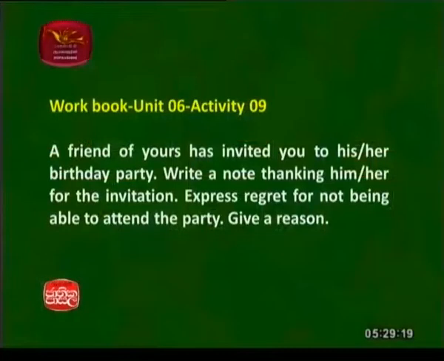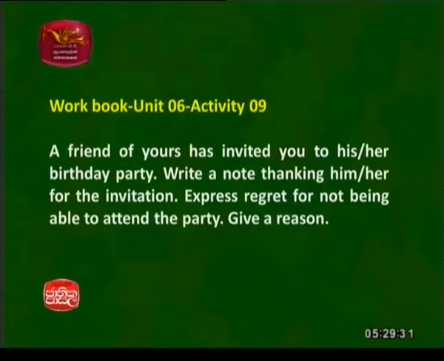Right. Let us move on to the next one. Now this is Unit 6, Activity 9. This is also from the workbook. A friend of yours has invited you to his or her birthday party. Write a note thanking him or her for the invitation.